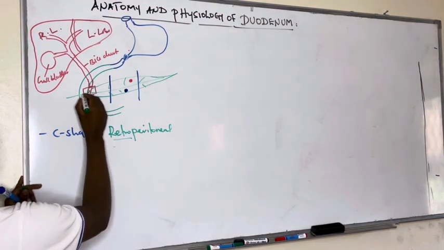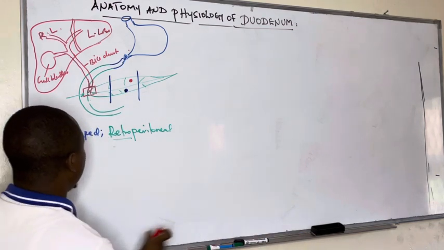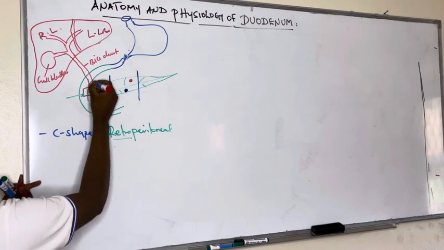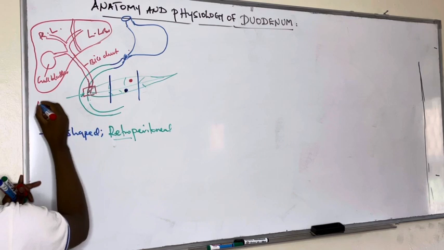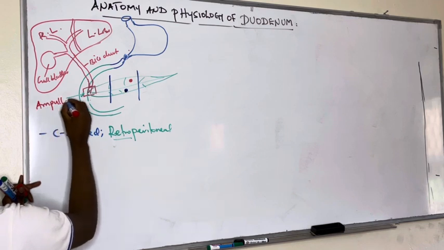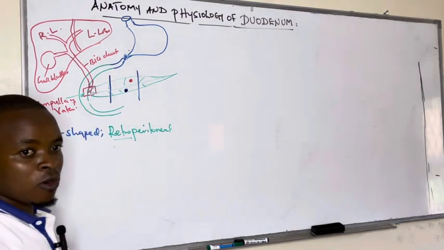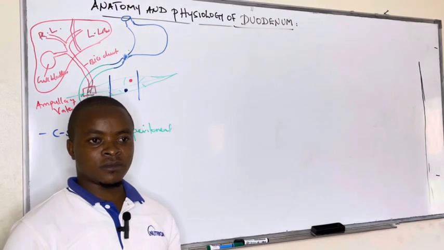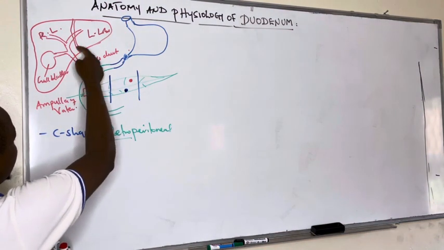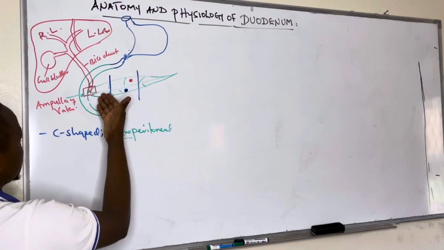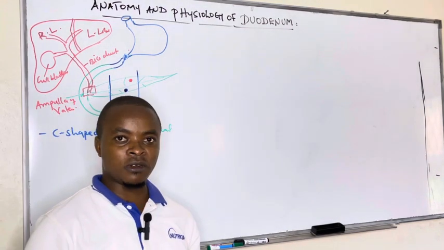The junction where they meet, where the common bile duct meets together with the ducts of the pancreas, we call the ampulla of Vater, or you can call it the hepatopancreatic ampulla. That is where they meet, so that whenever the secretions from the gallbladder and the liver come in, they meet with the secretions of the pancreas at the ampulla of Vater.